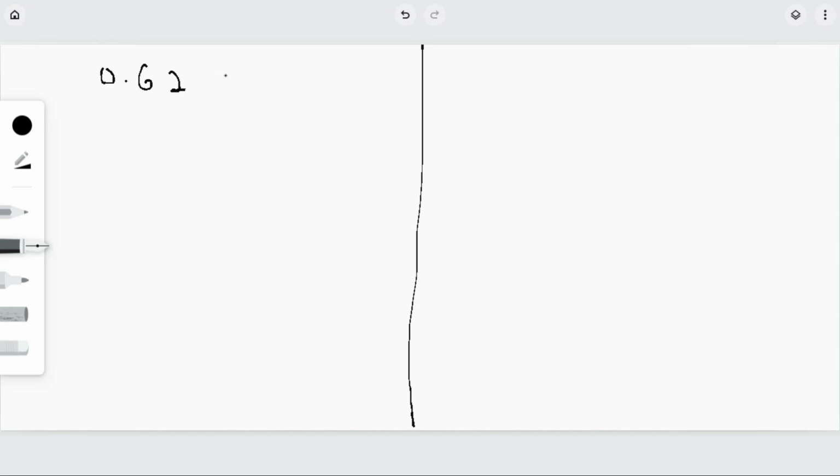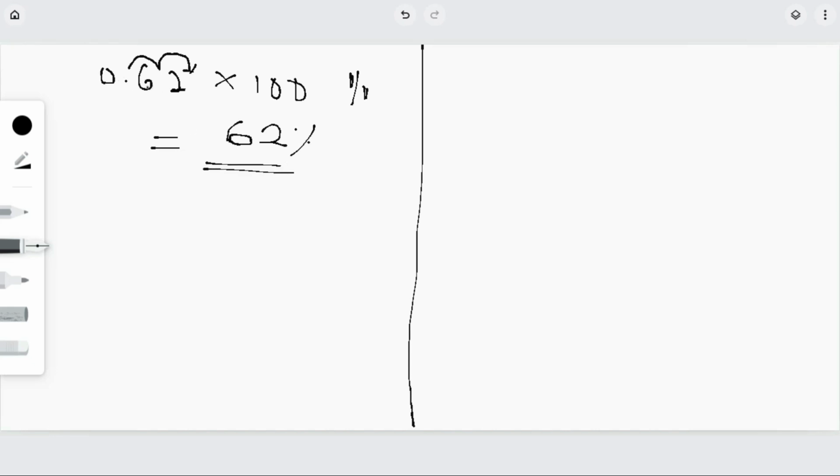When you see a decimal like this and you want to change it to percentage, the simplest way is to multiply it by 100 and add the percentage sign. You understand? When you multiply a decimal like this by 100, that means you shift the decimal point to the right 2 times. So the decimal point will be here, and the answer will be 62. You understand? Then you just add the percentage sign, so that's 62%.